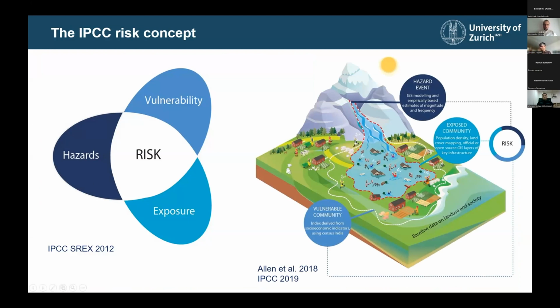I take a laser pointer. So you see, this is the origin of the lake. Then you have this flood, and you have the exposed community. So we have exposure and also the vulnerability, so how vulnerable they are to such events, how well or how badly they are prepared.